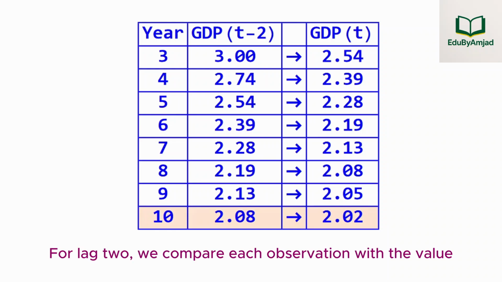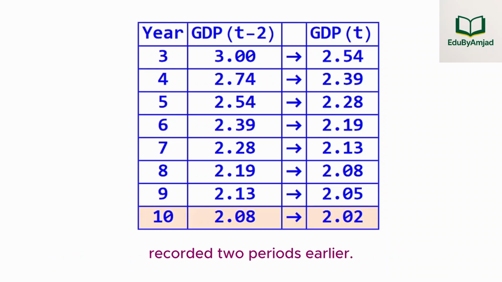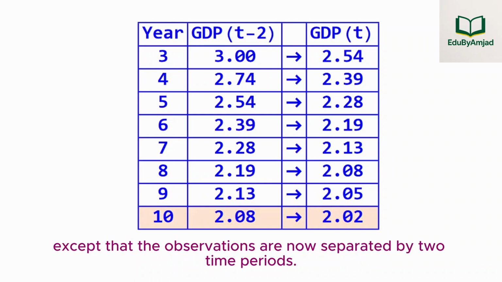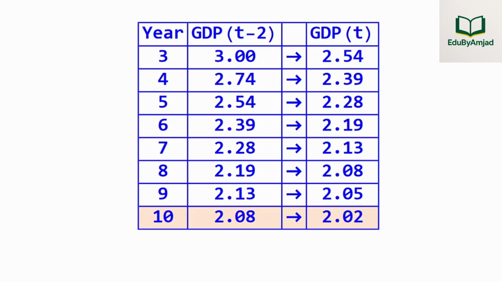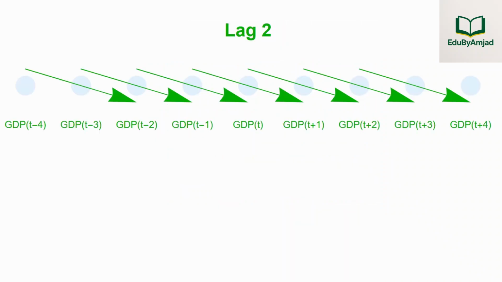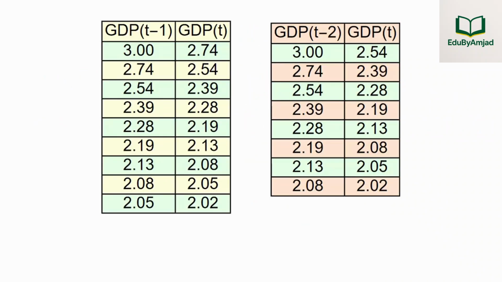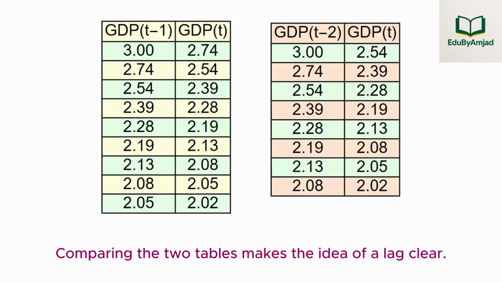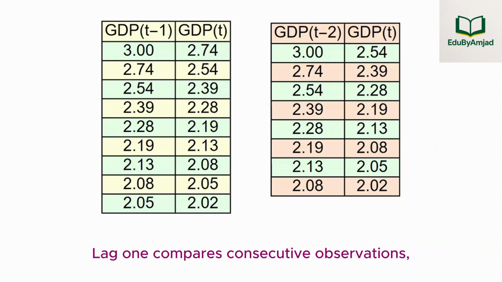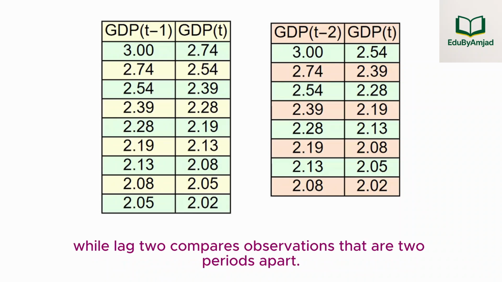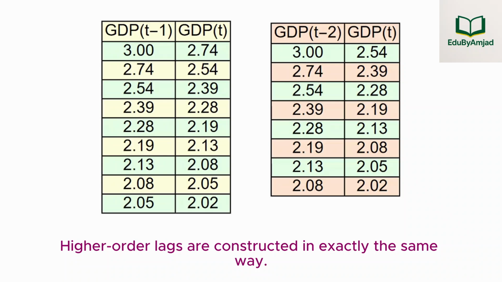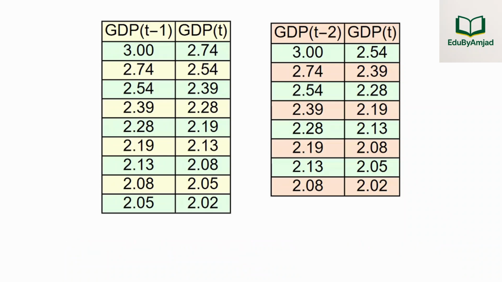For Lag-2, we compare each observation with the value recorded 2 periods earlier. The same procedure is followed, except that the observations are now separated by 2 time periods. Comparing the two tables makes the idea of a lag clear. Lag-1 compares consecutive observations, while Lag-2 compares observations that are 2 periods apart. Higher order lags are constructed in exactly the same way.